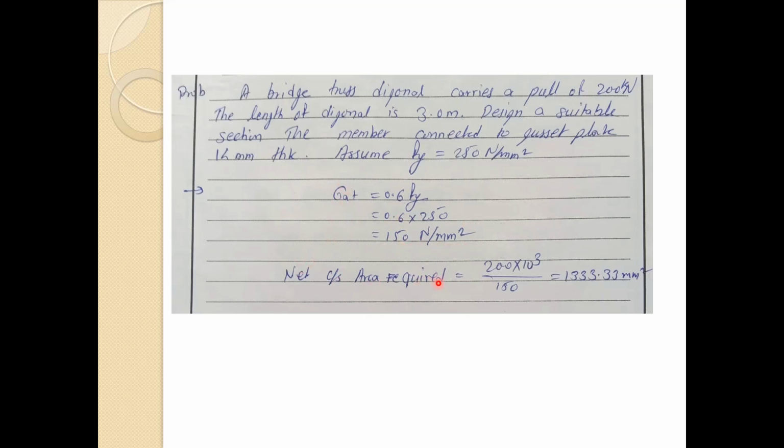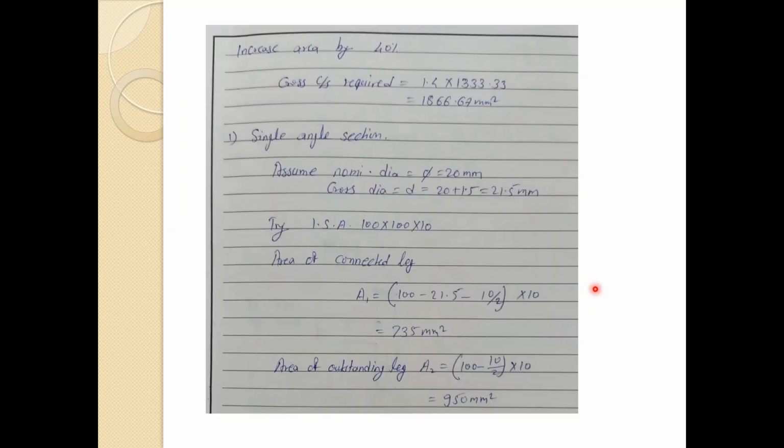So the net cross-sectional area required is P divided by sigma t. P is 200 kilonewton, so 200 divided by 150 equals 1333.33 mm square. We increase this area by 40%, so the gross area becomes 1866.67 mm square. First we consider a single angle section.